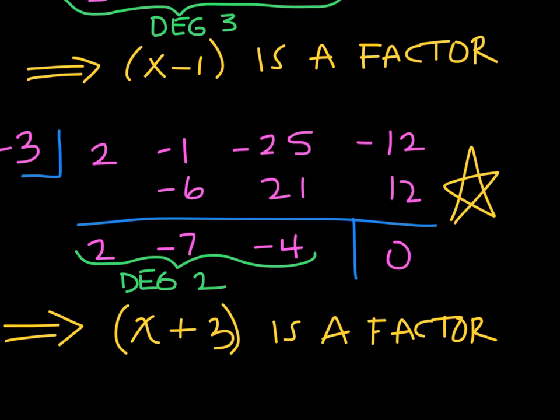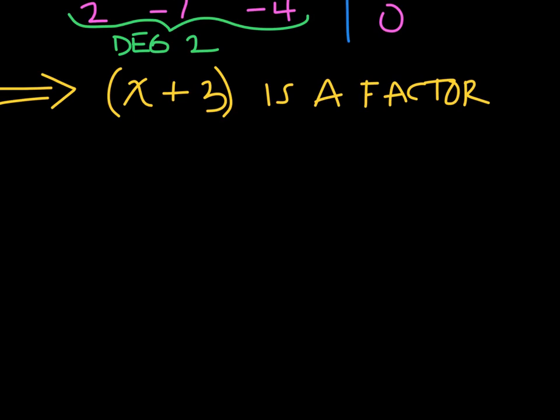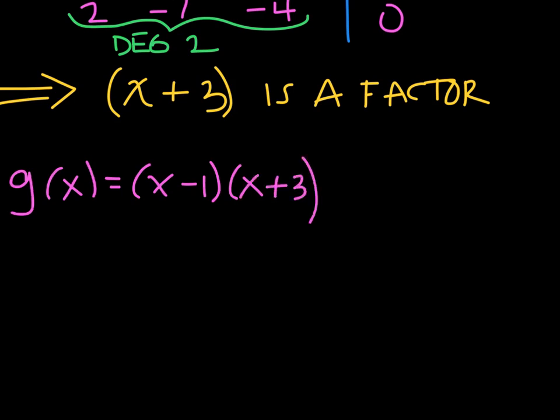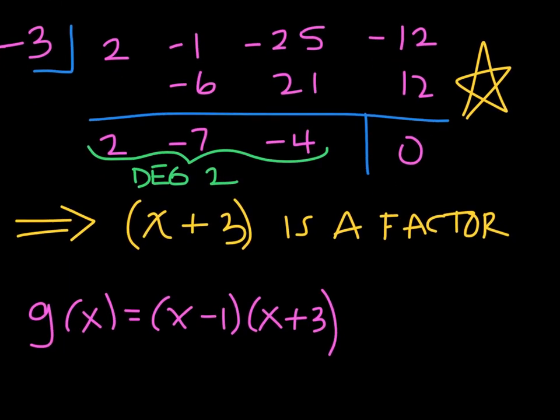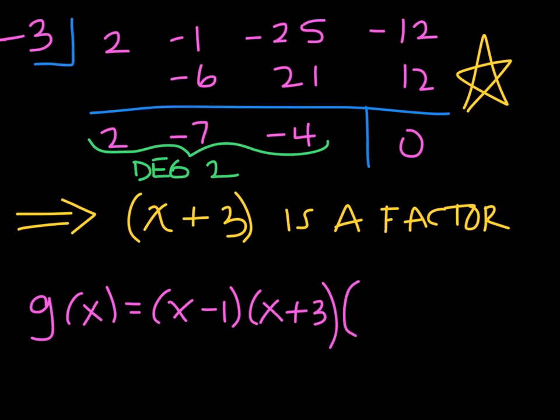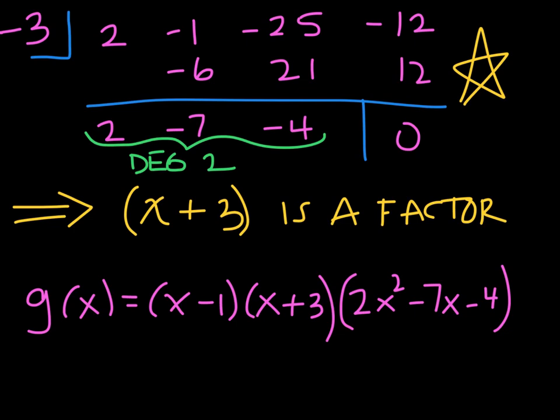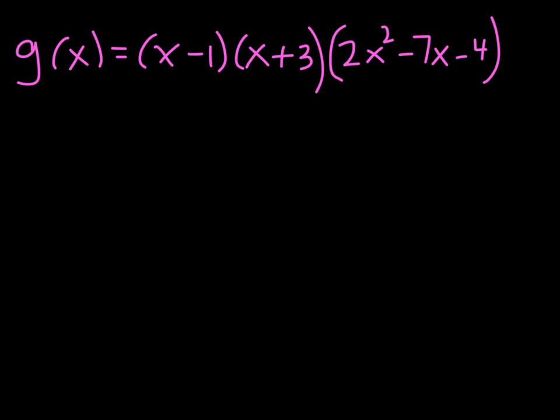All right, so let us now rewrite the function. g of x is equal to x minus 1 is a factor, x plus 3 is a factor, times this quadratic right here, 2x squared minus 7x minus 4. Isn't that great? So synthetic division helped us get this factor and this factor. And then this is what remains. Let's factor this if we can to get the last 2 factors, all right? Let me move this up here. So then this here, let's see if it factors further.